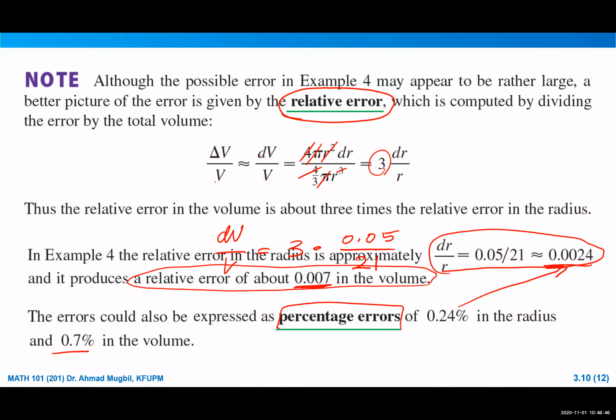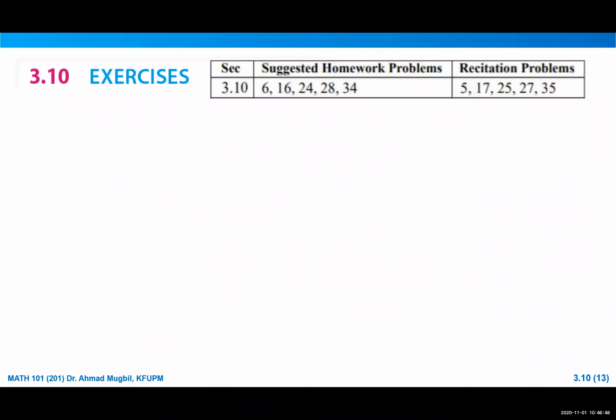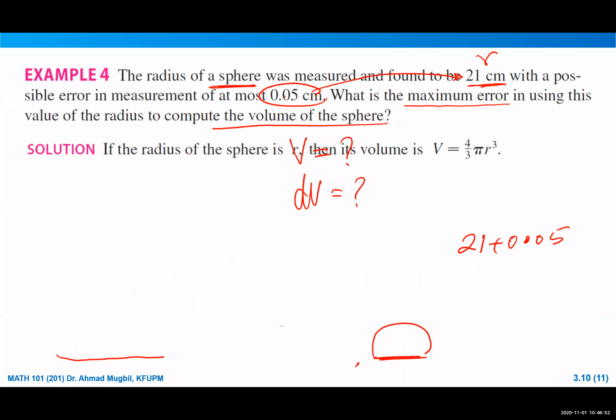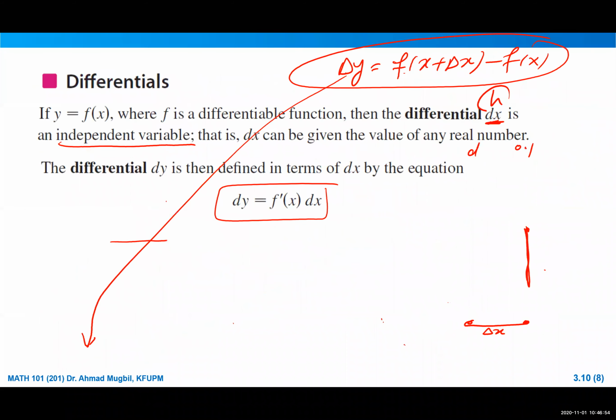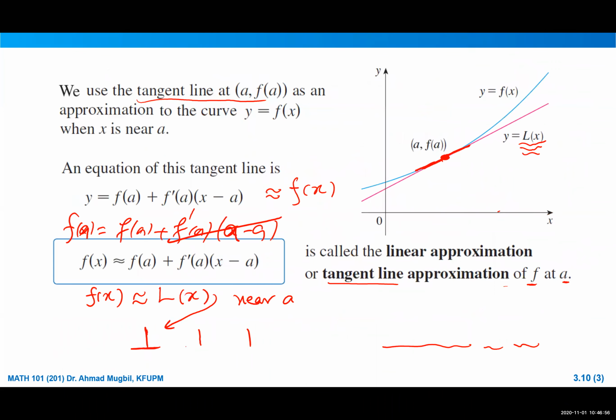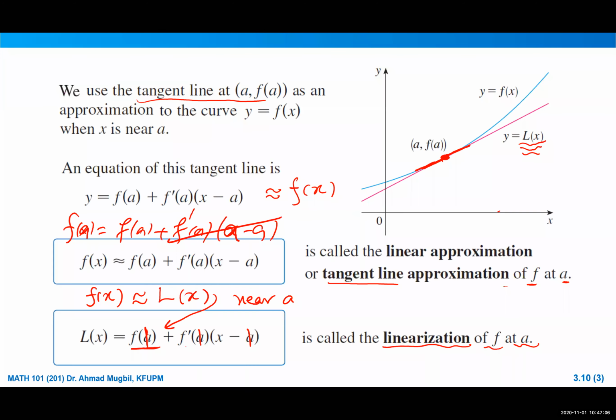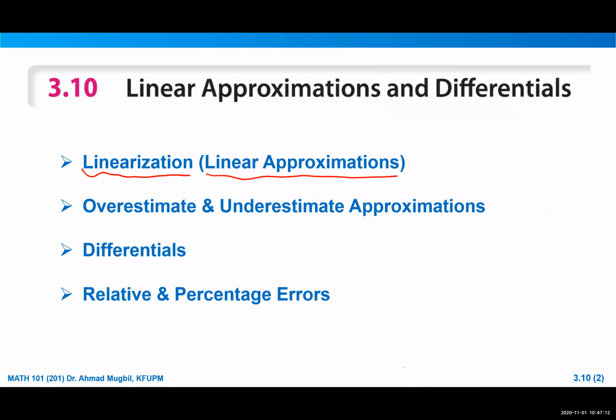Is that clear? I think this is all we have in this section 3.10. Let me summarize for you now. Let's check our objectives. Have we achieved our objectives or not? Do you know now what the linearization is? What is the linear approximation? Also, if someone asks you about the tangent line approximation, these three expressions are the same concept.